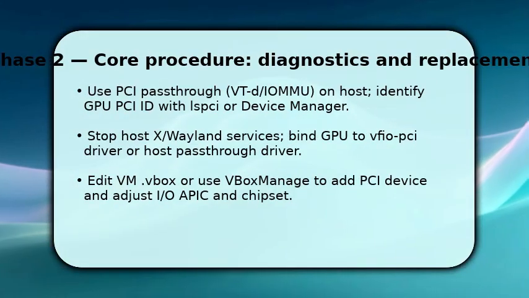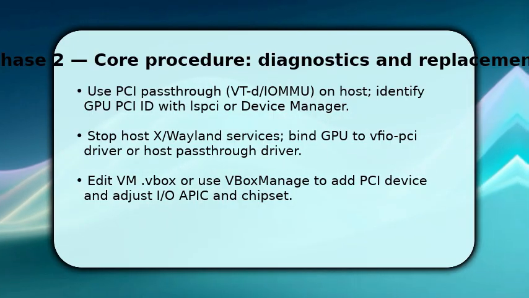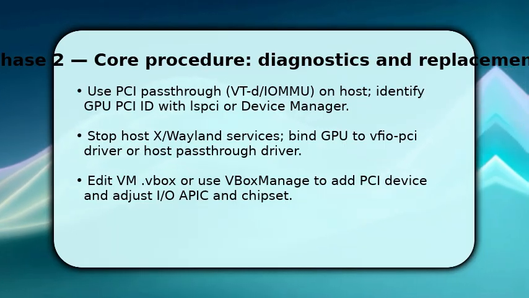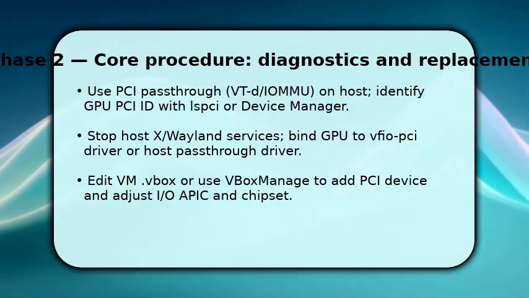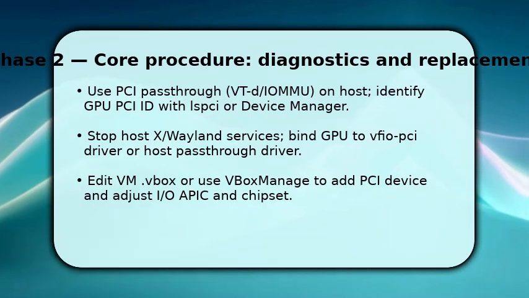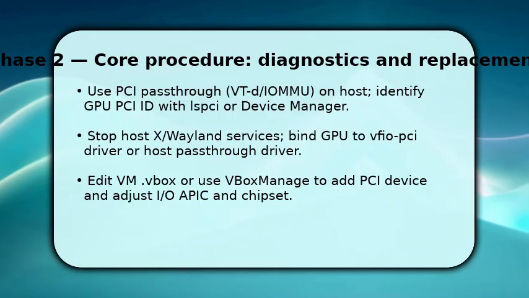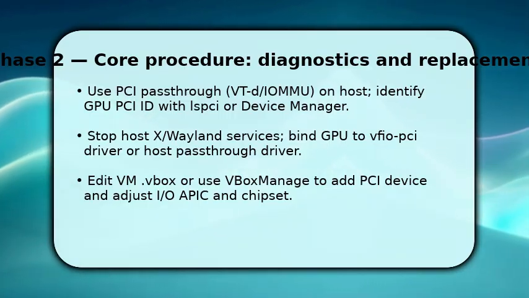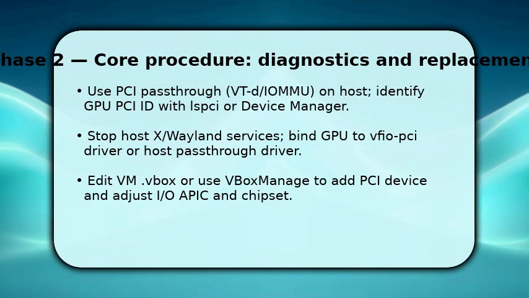You now configure PCI pass-through. Enable VT-d or IOMMU in the host kernel, then identify the GPU's PCI ID with lspci or Device Manager. Once identified, stop the host display server to free the GPU and bind the GPU to vfio-pci or the appropriate pass-through driver so the host won't claim it. Next, add the PCI device to the VM with VBoxManage or by editing the VBox file and adjust I/O APIC and chipset settings. This directs the physical GPU into the VM for exclusive use.